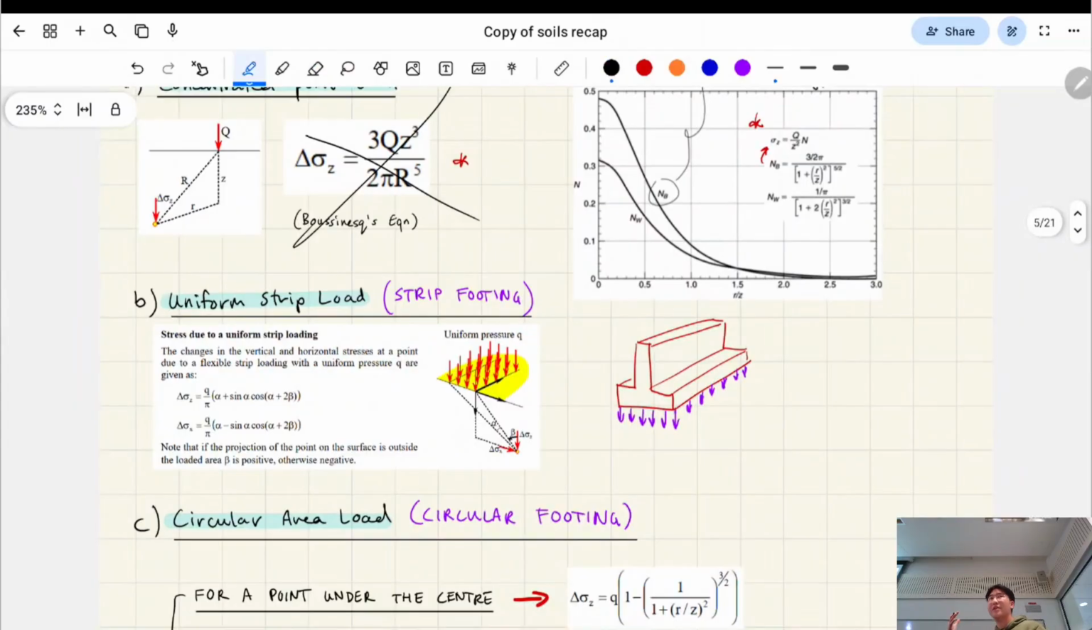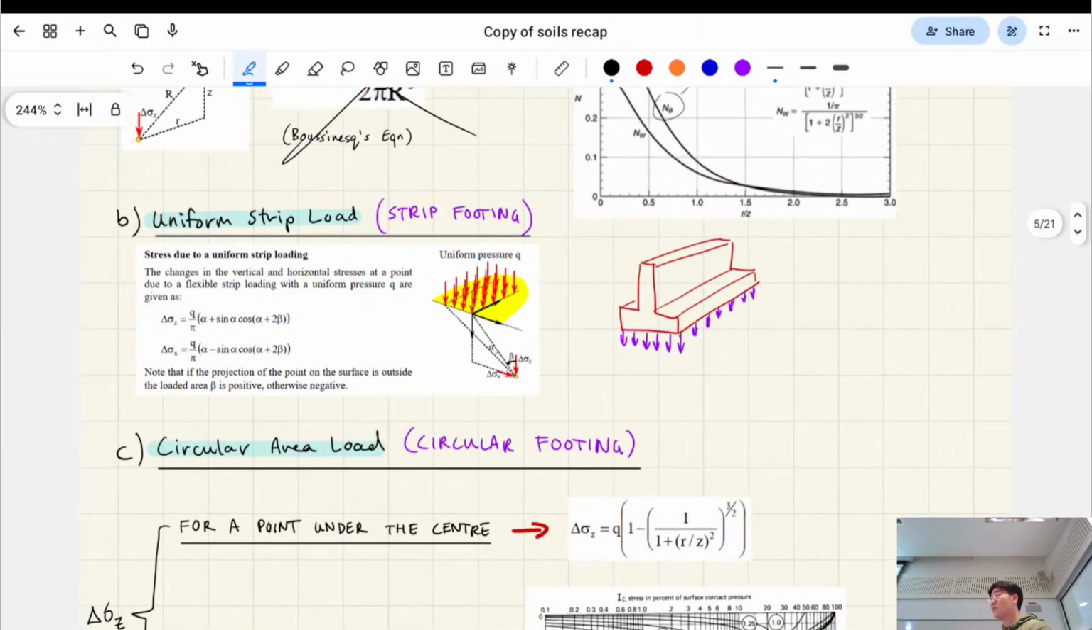Okay, the next type of loading is a uniform strip load. So strip footing. Oh, sorry, there's also a uniform line load, but even Aman in his lecture slides says don't focus on line loads. They're really, really rare. A line load is like if I put a sharp blade that is like 10 meters long into the ground, like a 1D load like that is really, really rare. A uniform strip load is more common though.